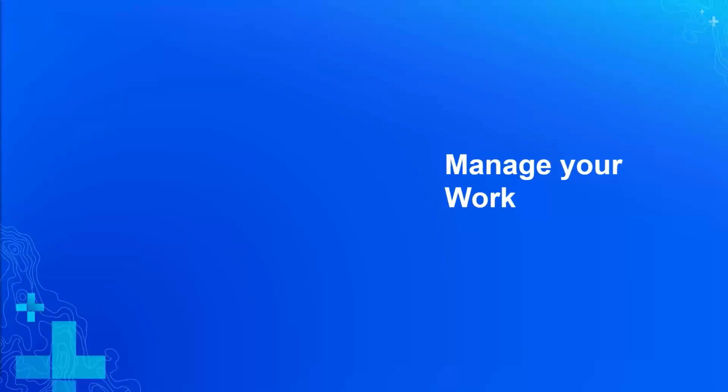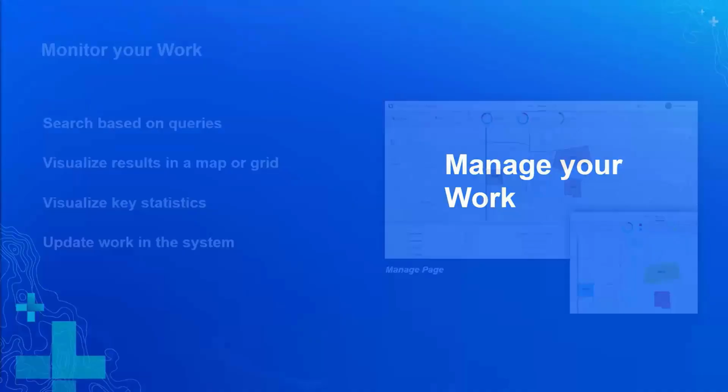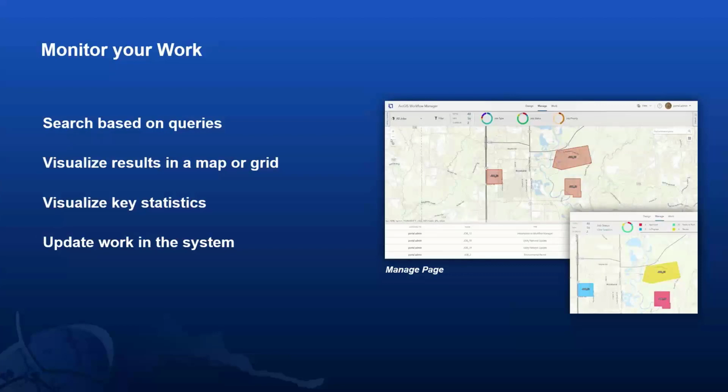Also, you may be wondering what happens when you start to accumulate a lot of pieces of work in the system. How can you manage all those pieces of work effectively? We have a page for that as well. This is our manage page. This is where a production coordinator can go and evaluate the progress of work in the system using queries and searches, with the additional ability to actually make changes to those jobs if they need to. It's kind of like an advanced dashboard for visualization as well as updating work in the system.